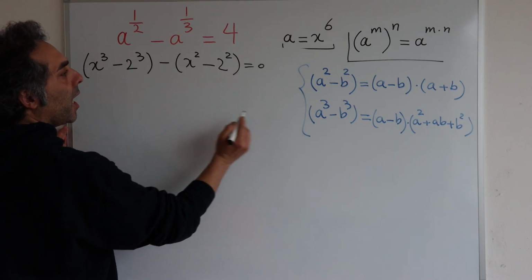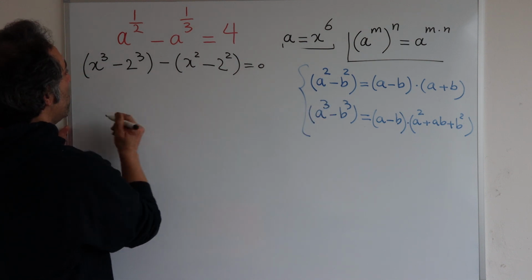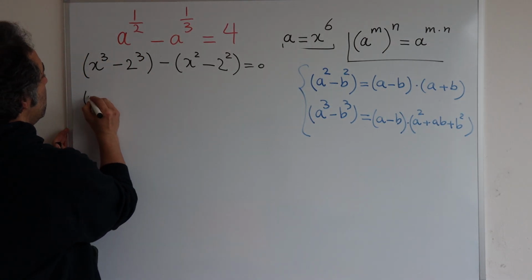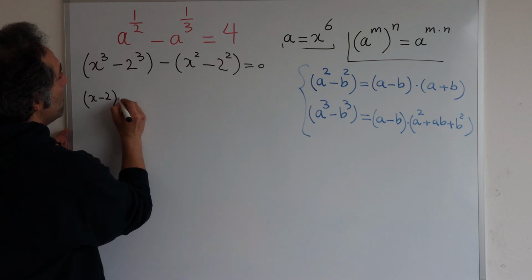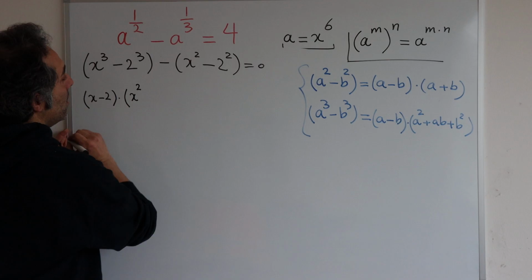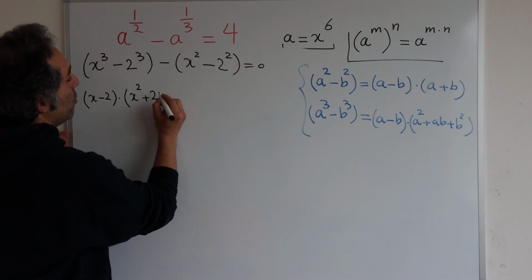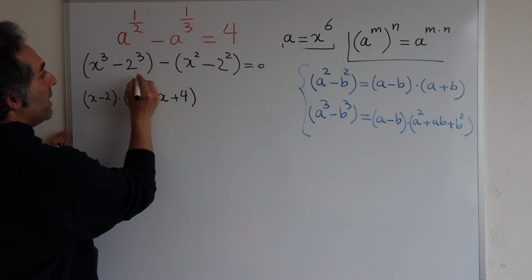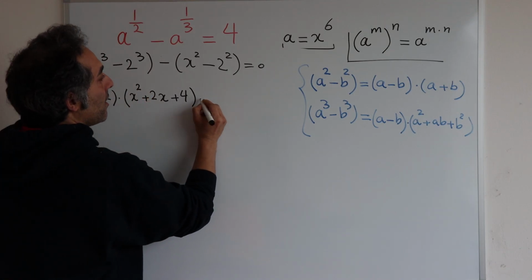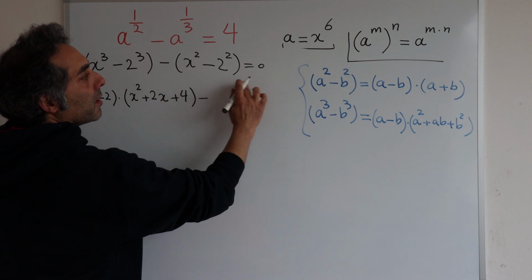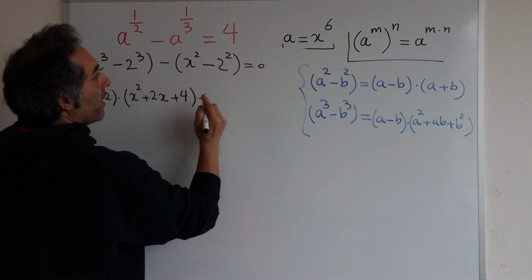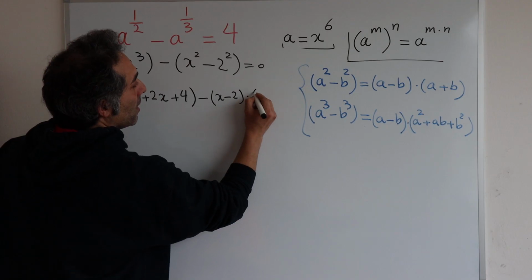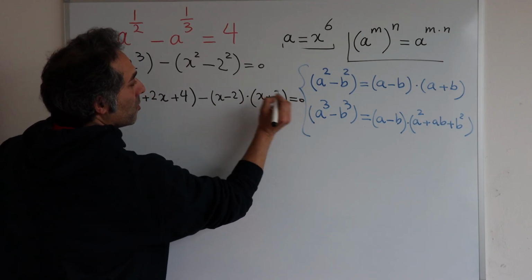Okay? Now I can just replace this here. x cubed minus 2 cubed, I can use from this identity, is (x minus 2) times (x squared plus 2x plus 4) from this first equation, and then I can use this formula to simplify or expand this term, (x minus 2) times (x plus 2) equals 0.